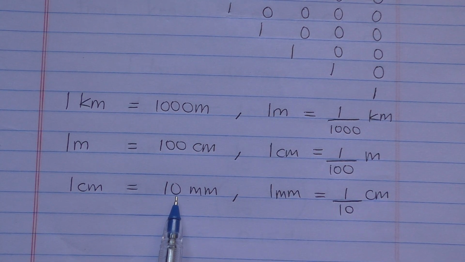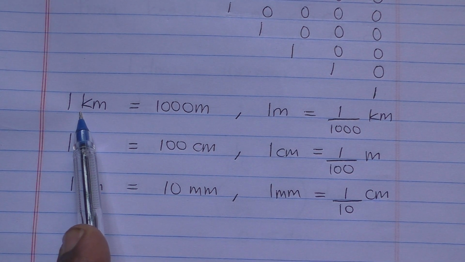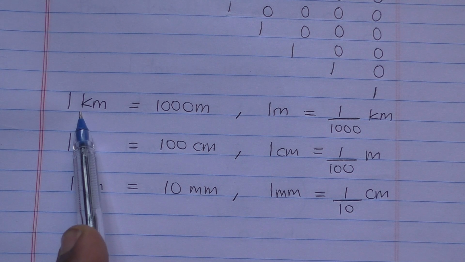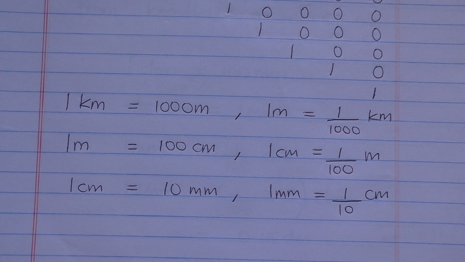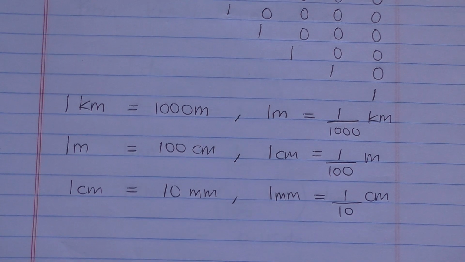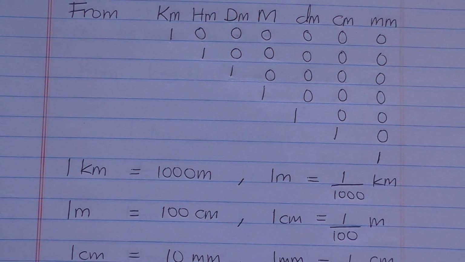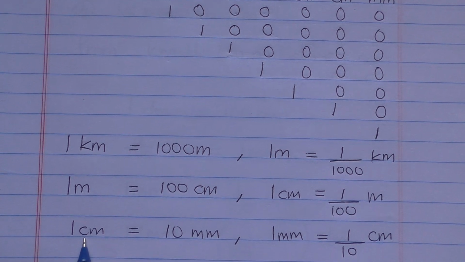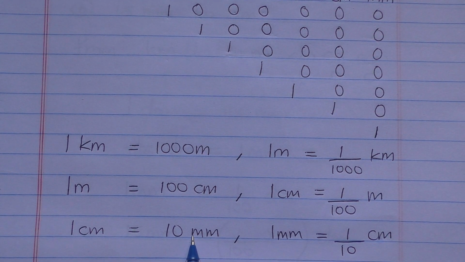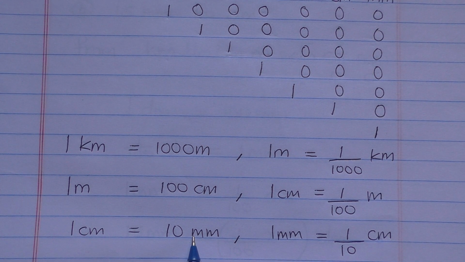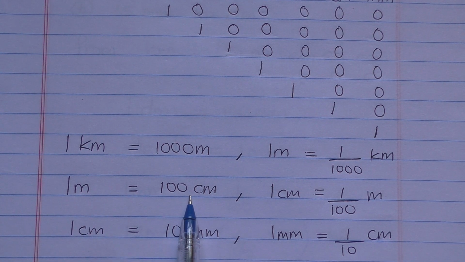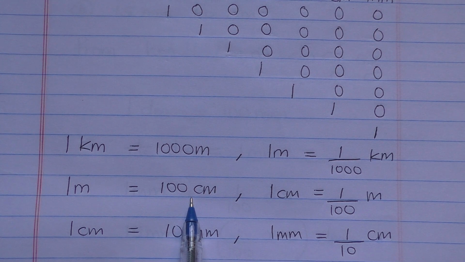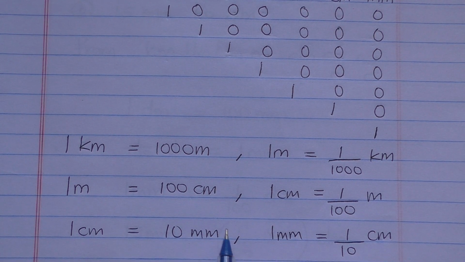From that table, we've seen that 1 kilometer is equivalent to 1,000 meters. 1 meter is equivalent to 100 centimeters. And then 1 centimeter is equivalent to 10 millimeters. That is if we are moving from big to small. However, the reverse, when we are moving from small to big, we shall divide.